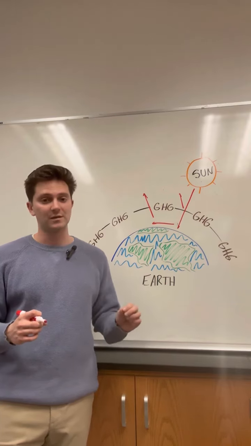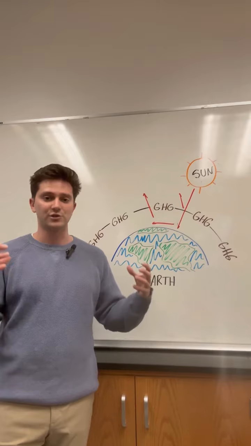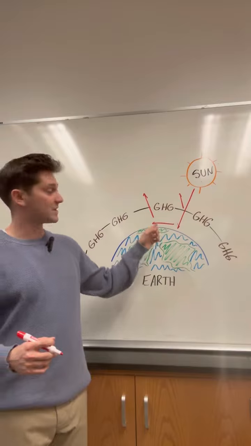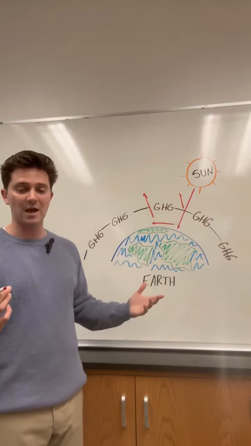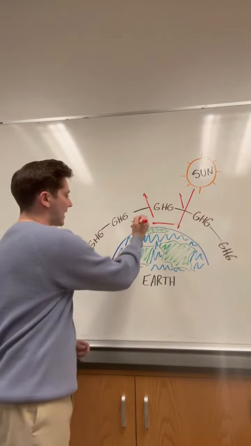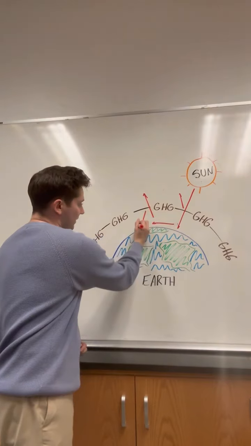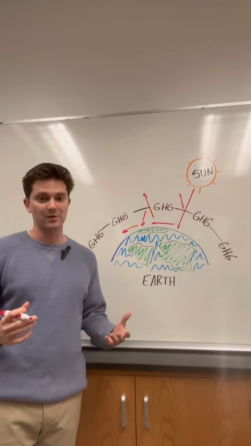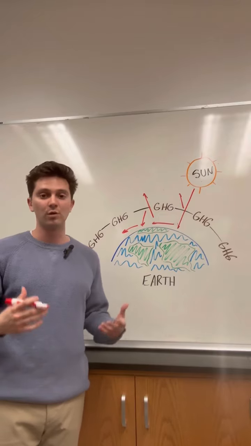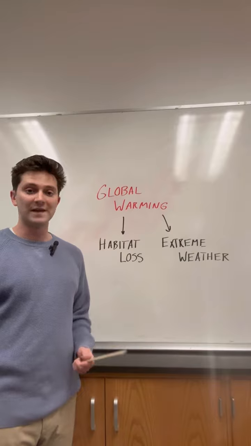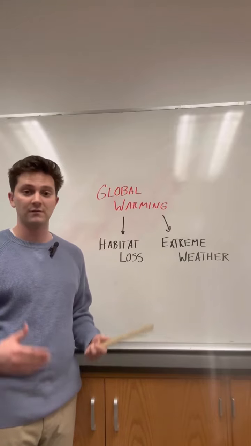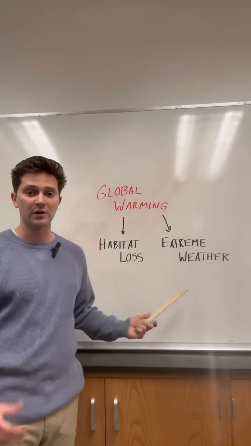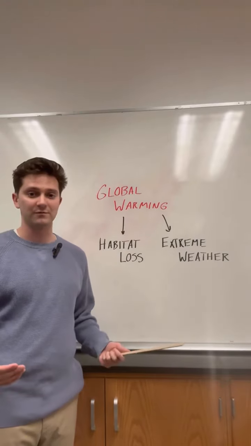Now this is a bad thing because greenhouse gases are really good at trapping and re-emitting heat, which means some of that heat from the sun that tries to escape back off into the atmosphere actually gets sent right back to Earth, restarting the cycle where more and more heat collects in our atmosphere. This causes global warming. Global warming can lead to a ton of negative side effects for our planet. Two of the major ones, like habitat loss and extreme weather, can affect both humans and wildlife.